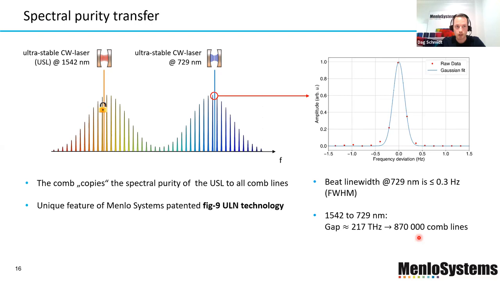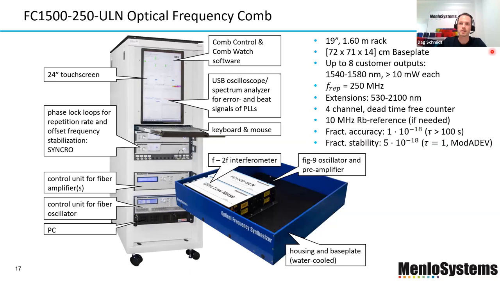All right, after all these schemes, I want to show you, of course, also the real systems. So here it is, the FC1500 ULN optical frequency comb system. You can see this is divided into two parts. We have a base plate here with the optics, and we have an electronics rack, a 19-inch rack. So here in one box, you will find the Figure 9 oscillator and the preamplifier. The other box is the FT2F interferometer. And there's a housing, and if you need it for long-term stability, a water-cooled base plate. And this is then connected to the electronics rack.